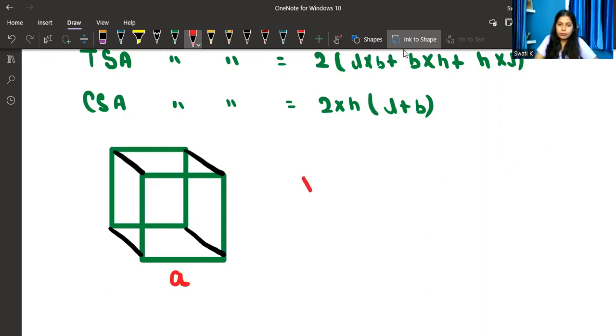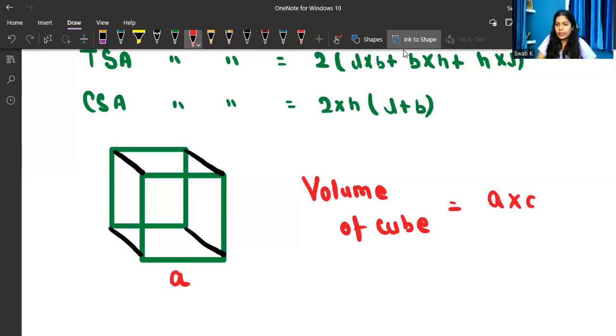Let us write down the formula. So the very first thing that we are going to write is the volume of cube. So volume of a cube formula is side into side into side, right? So here I have taken the side as A. So it's basically A into A into A, which we can also write down as A raised to 3, A cube. This is the volume of cube.